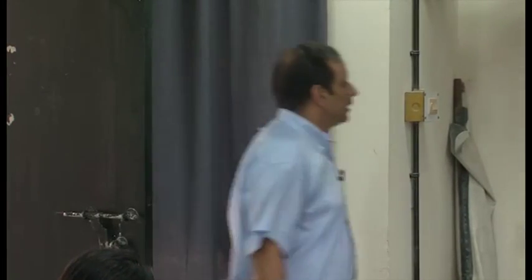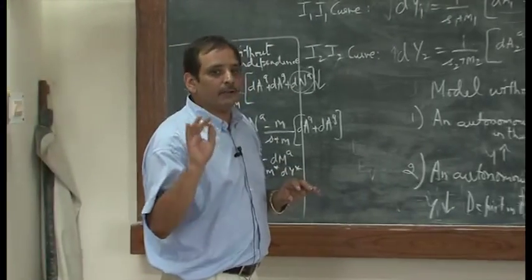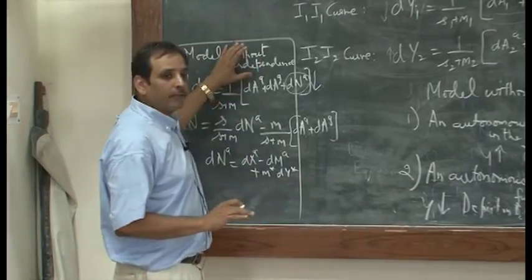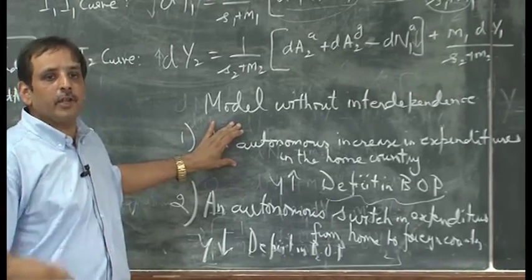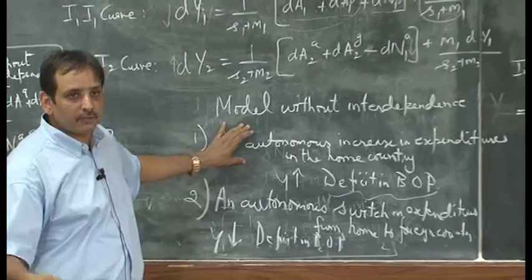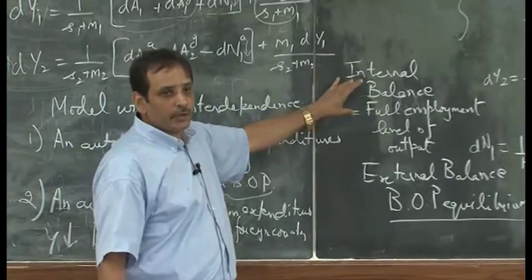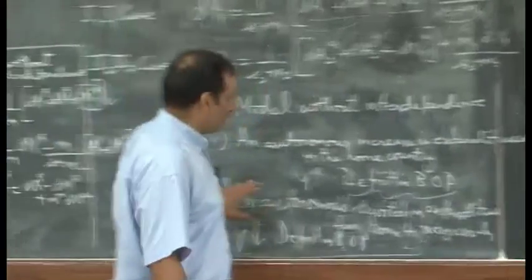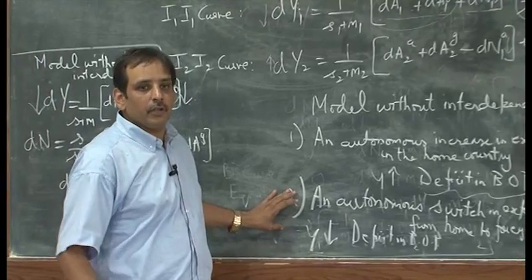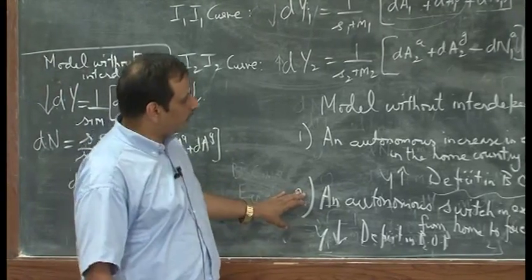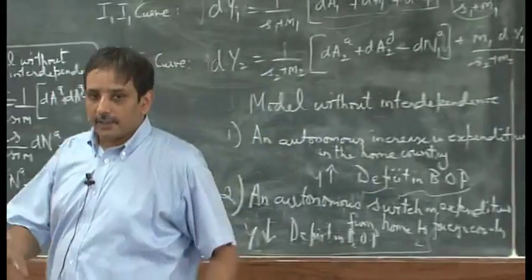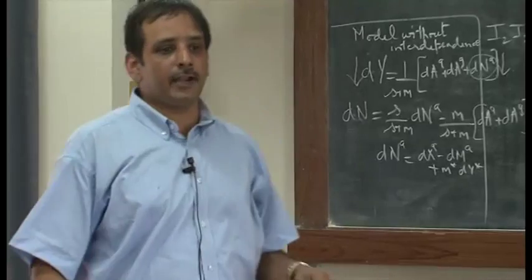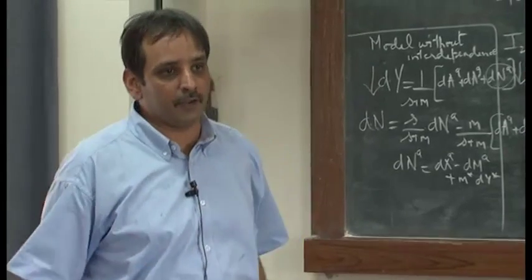So the message is that if you have to permanently deal with deficit and surplus in an economy without interdependence, if there's an autonomous increase or decrease in expenditures, you adopt expenditure changing policies to bring your economy back to internal and external balance. And if there is an autonomous switch in expenditures, you switch back your expenditures to bring back your economy into internal and external balance. In the next class, we will see how you switch your expenditures.